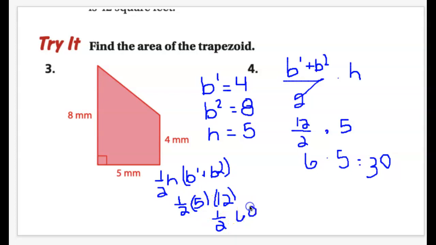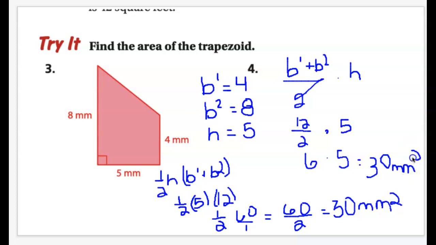So 1/2 of 60, when we multiply that, of course we multiply straight across, is going to also give us 30, because when we multiply 1 times 60 and divide by 2, we get 30. So the area of this trapezoid is 30. And again, since it's area, we're going to add millimeters squared. Whichever formula you use for trapezoid, you are going to use that formula to find the area, and remember to put your measurement as squared.